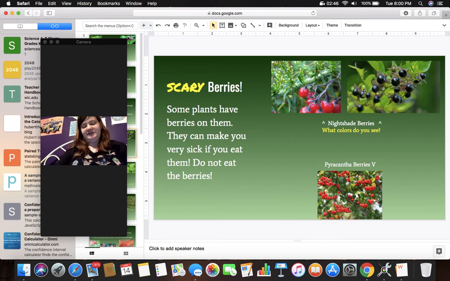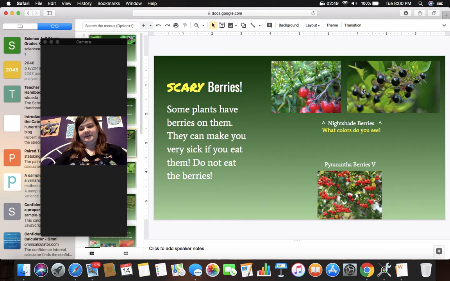If you see these in the park and the trees, you know not to eat them because they can make you very sick. And these are very similar. These are called pyracantha berries. If you eat them, they can make your stomach feel really sick. So like nightshade berries, you don't want to eat the pyracantha berries when you go to the park. So that is how we can have some scary berries.